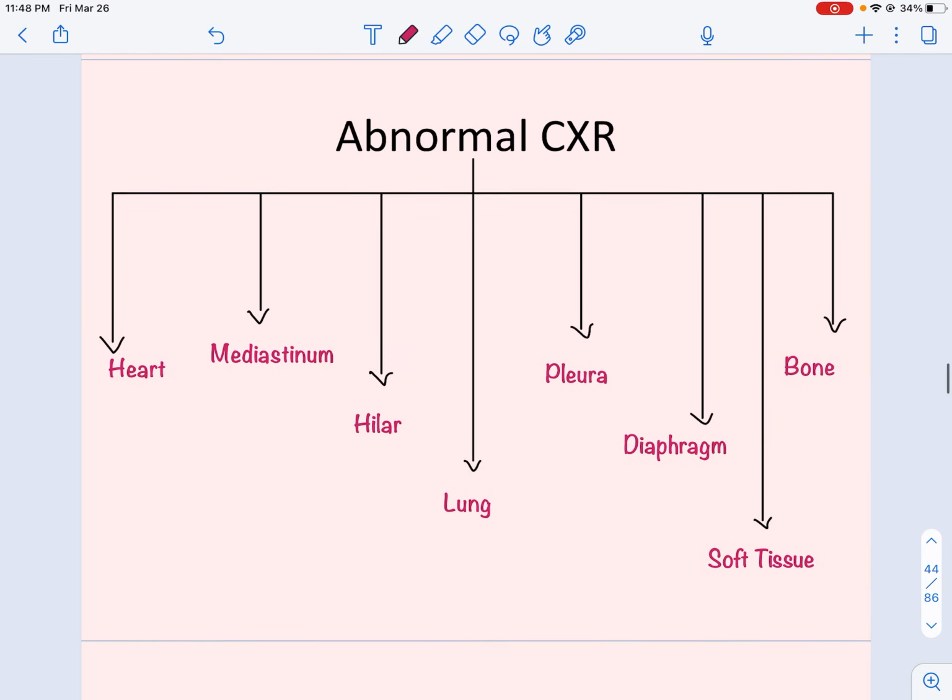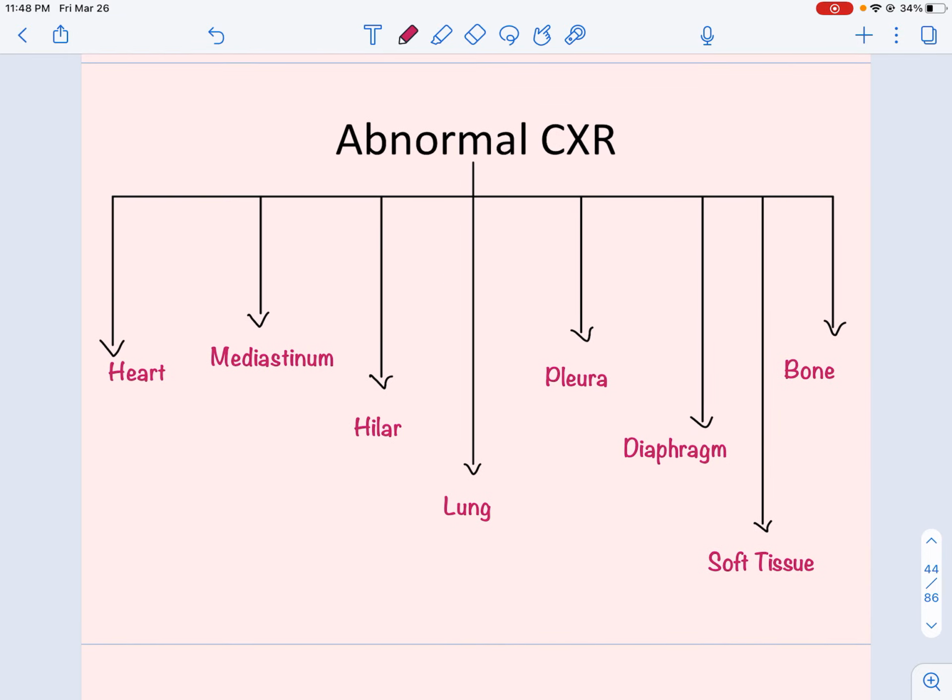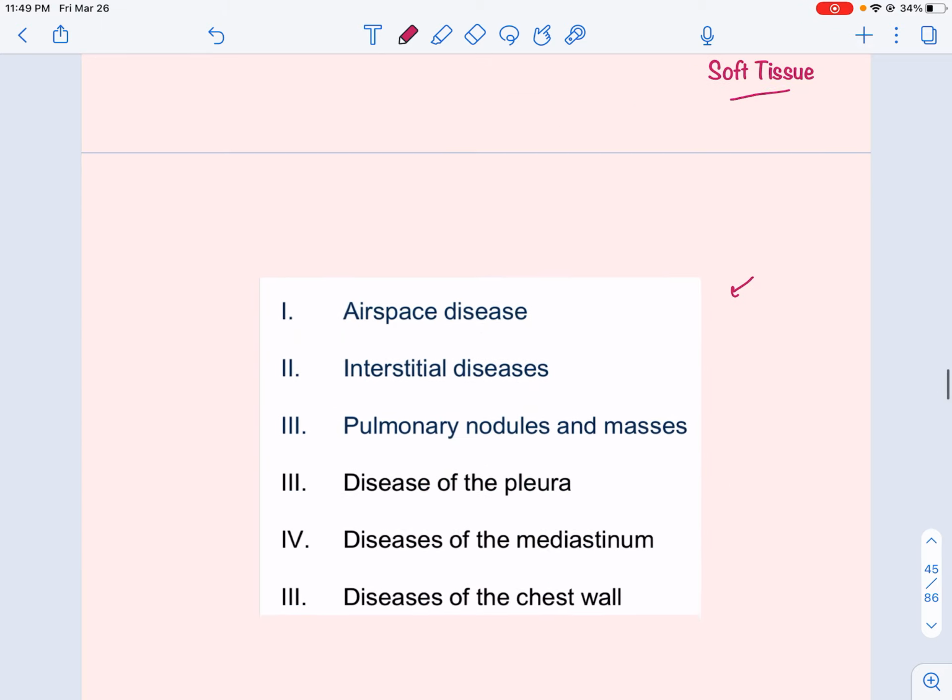بس الليكتشر كيف احنا ماشيين في الليكتشر، ماشيين بالابنورمال chest x-ray. أول شيء في الهارت، mediastinum, alveolar and lung, pleura, diaphragm, soft tissue and bone. هذه كل واحدة فيهم we have abnormality in it, and we're gonna go over it right now.